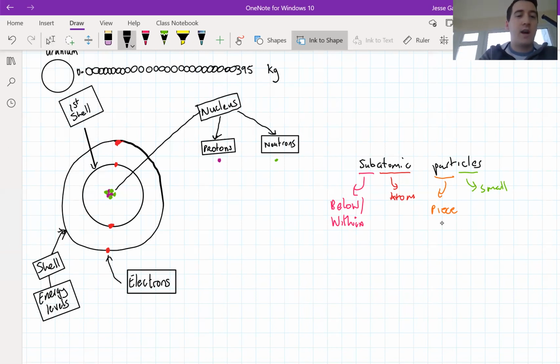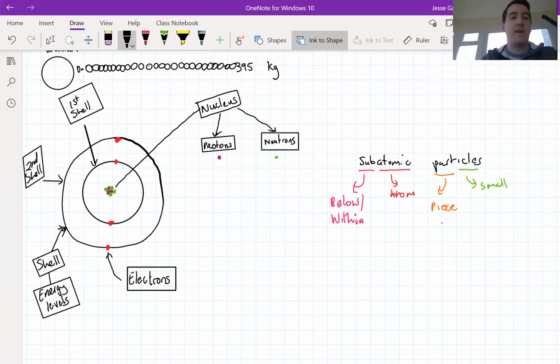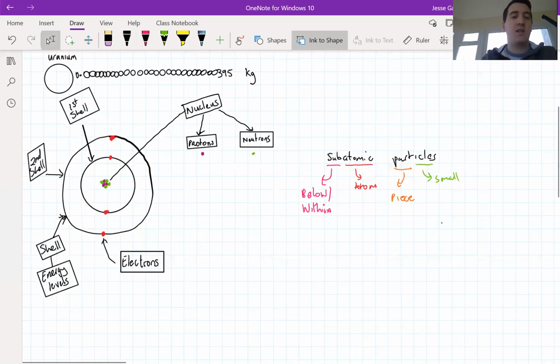Obviously then, the one outside of that is going to be called the second shell. So this is the second shell. The part where the electrons go is called a shell, the one closest to the nucleus is called the first shell, and the one further away is called the second shell. And if we have more electrons, then we could have a third shell and a fourth shell and a fifth shell. It just depends how many electrons you have.